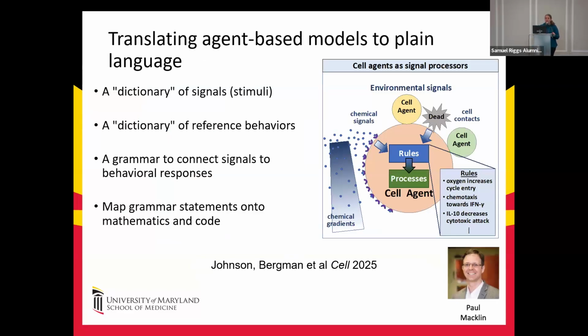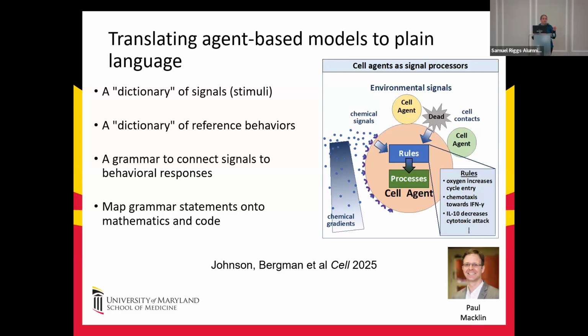And so what Paul did, and work led by Daniel and Jeanette, again, back of the room, was to say, can we translate this software for agent-based models into plain language? So if we have all these equations that we've encoded within our software base for these types of things, largely there's a series of set common behaviors that cells are doing. There's a dictionary of stimuli, what talks to a cell, what causes it to change behavior. There's a dictionary of behaviors. What are the things that cells do that are categorized? And then there's a grammar that connects the signals to the behavioral response.